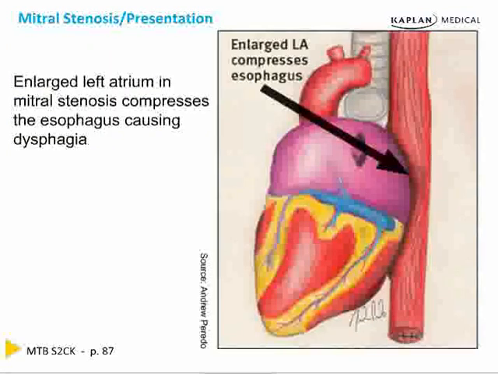Ooh, if it isn't original artwork, and the enlarged left atrium in mitral stenosis presses on that esophagus, causing the dysphagia. And there's the arrow with it pressing backwards.